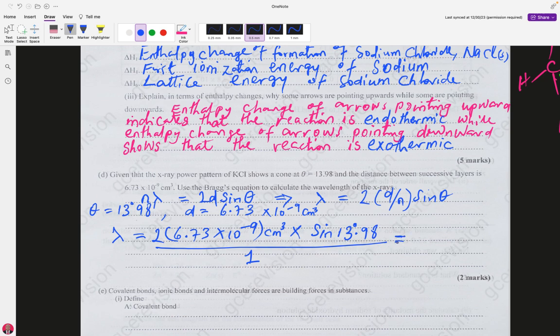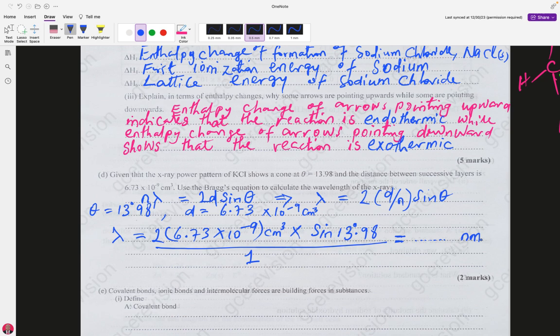It's unfortunate I don't have a scientific calculator here with me to calculate sine. So please, you can multiply 2 times 6.73 times 10 to the minus 9 cubic centimeters, and then times sine 13 degrees 0.98, and divide it by 1. You will have lambda, but your answer will be in terms of nanometer. Your answer will be in nanometer, please.